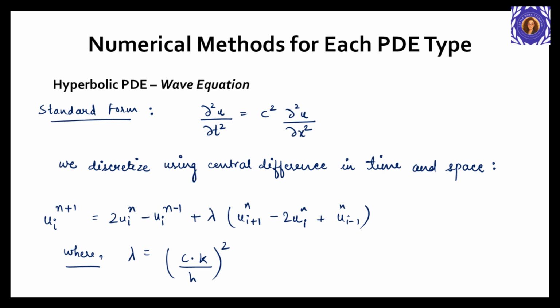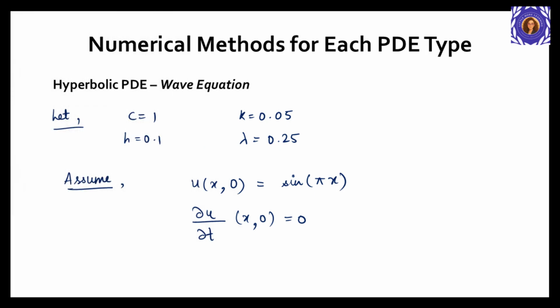One key challenge with hyperbolic equations is maintaining numerical stability, especially near boundaries. Choosing the right time step and spatial grid size is critical, or else numerical oscillations can occur which have no physical meaning. Again, a quick overview of the example, where we are given certain values only, and we need to assume that u(x,0) is equal to sine pi x, and the partial derivative of u with respect to t at (x,0) is equal to 0. And you can compute u using the initial displacement and iterate using the above formula.